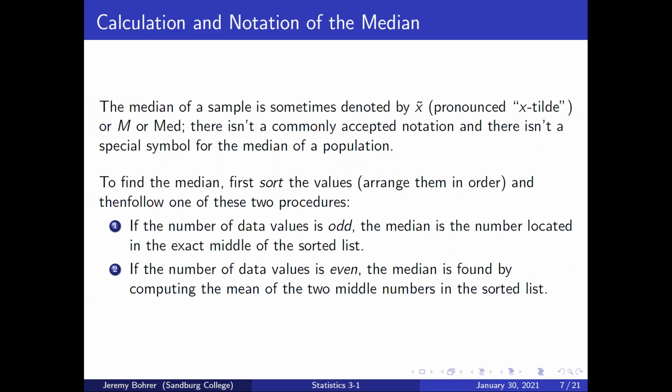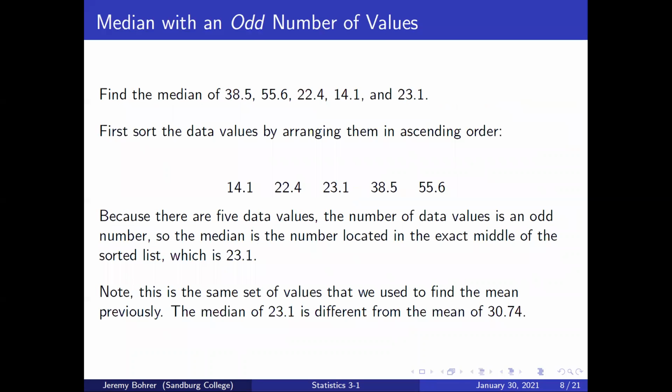To find the median, first sort the values, arrange them in order, and then follow one of these two procedures. If the number of data values is odd, the median is the number located in the exact middle of the sorted list. If the number of data values is even, the median is found by computing the mean of the two middle numbers in the sorted list.